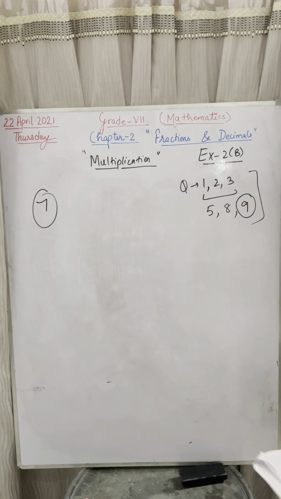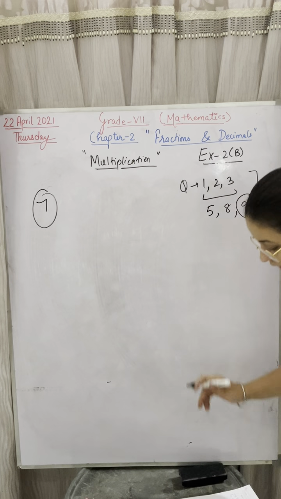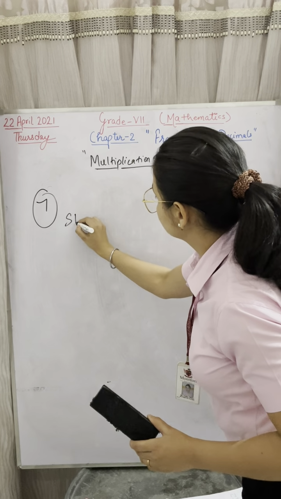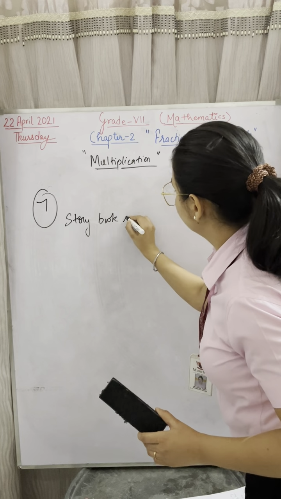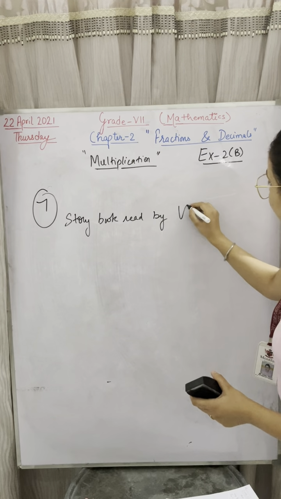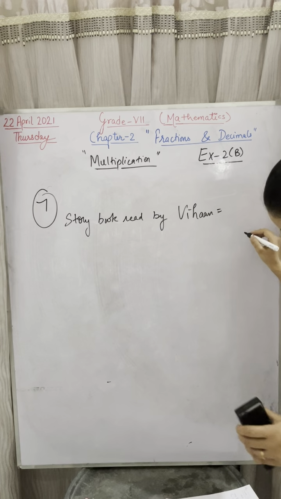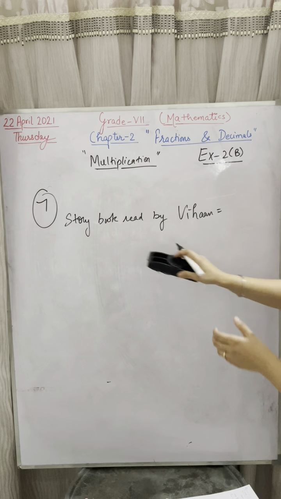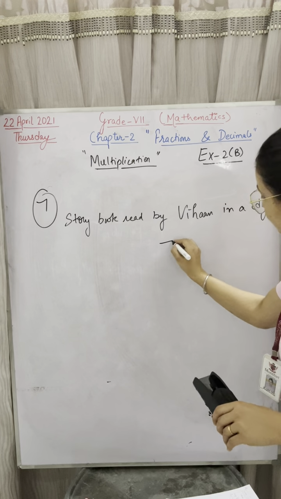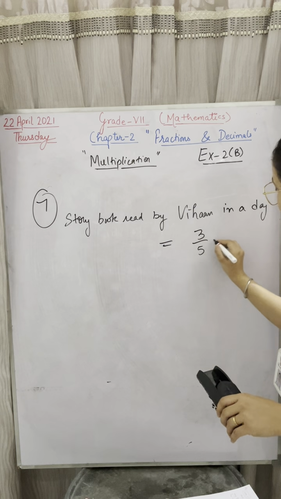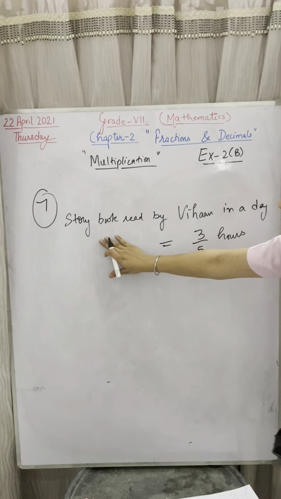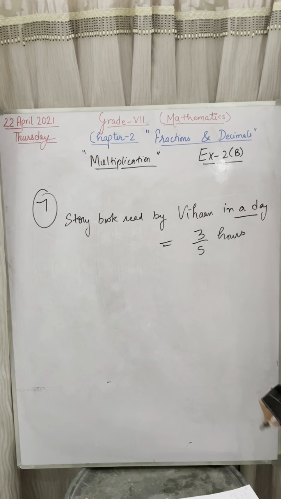It's very, very easy. See, the question is about a storybook. In this way, you have to make your statements. Storybook read by Vihan in a day is equal to 3 by 5 hours. Okay, he used to spend 3 by 5 hours to read a storybook in a single day.